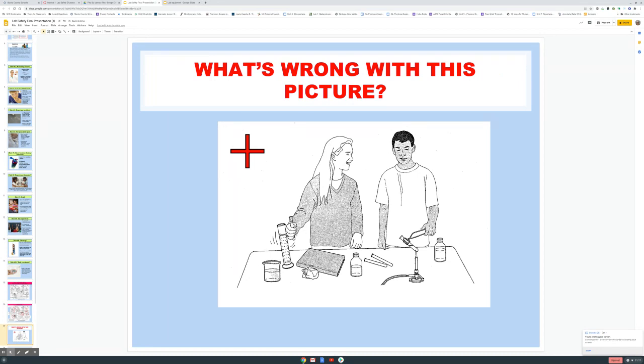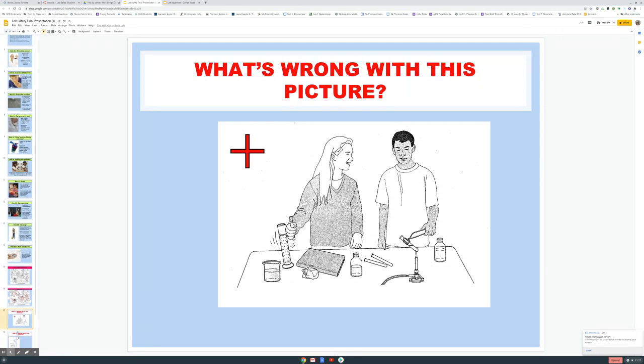She's not paying attention. She's getting ready to knock this over. Her hair's not pulled back. There are no goggles. He's pointing the test tube toward her. There's trash on the table. These aren't in test tube racks, so you get the idea. We're looking for things that are wrong.